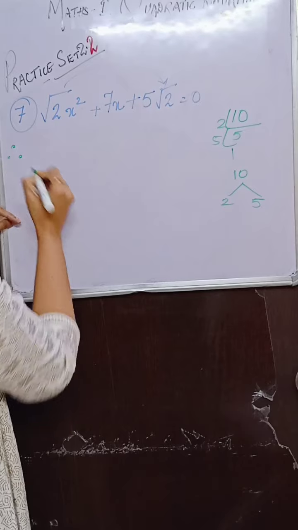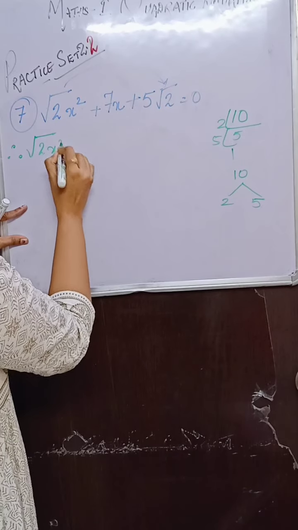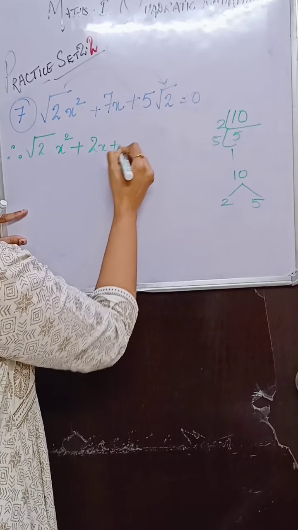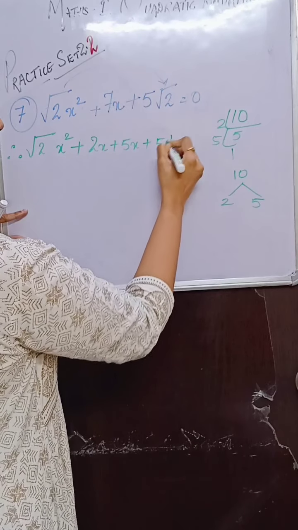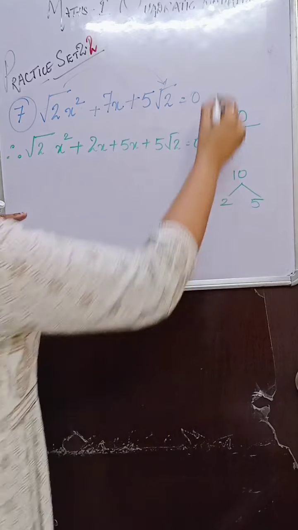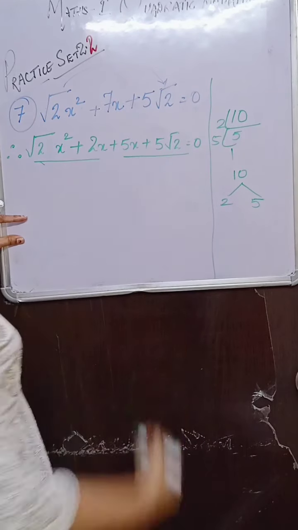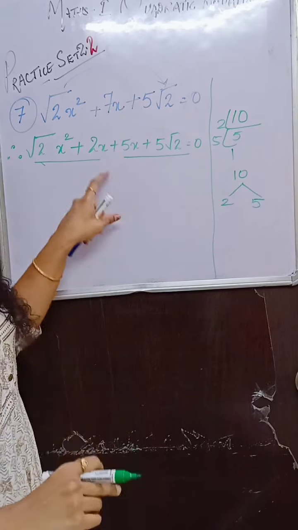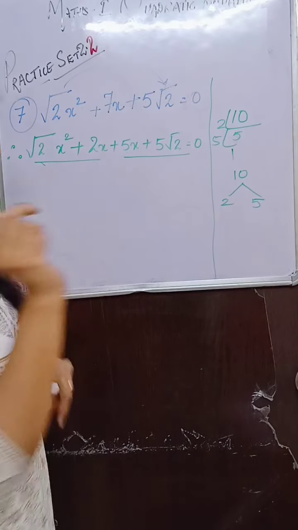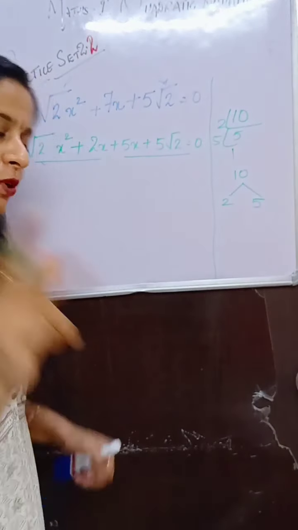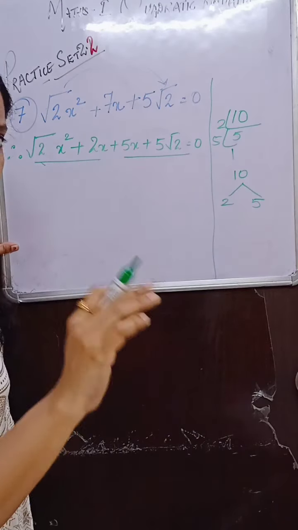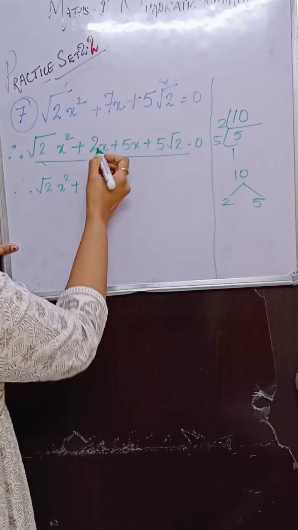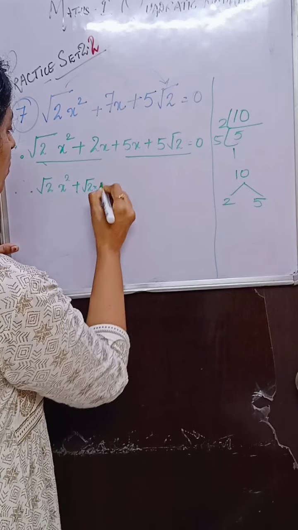Directly let us put it here in the equation. So you have root 2 x square plus 2x plus 5x plus 5 root 2 equal to 0. Fine. Now grouping, from these two, what can you take common? This 2 can be written as, we know 2 is actually root 2 into root 2. So I will modify this 2 and write it as root 2 into root 2.